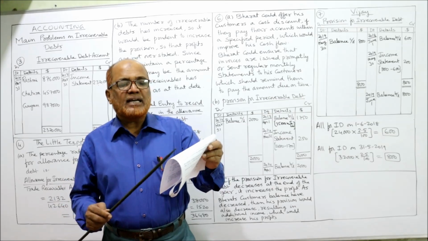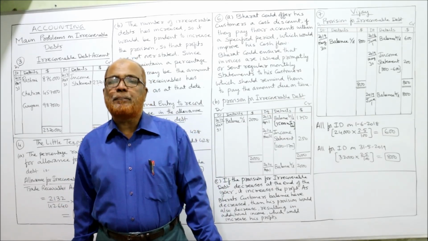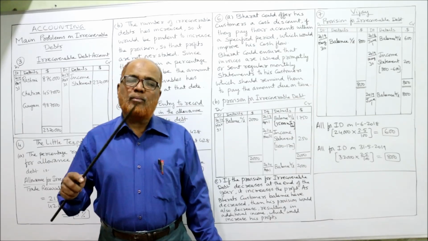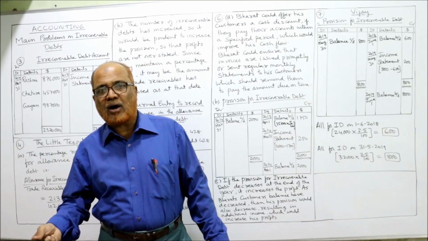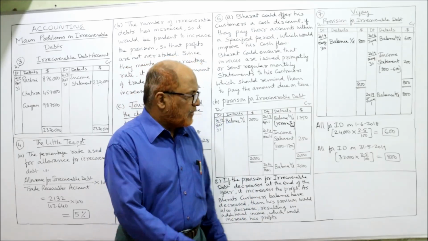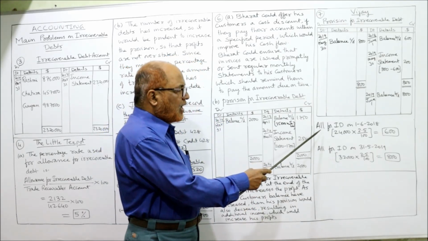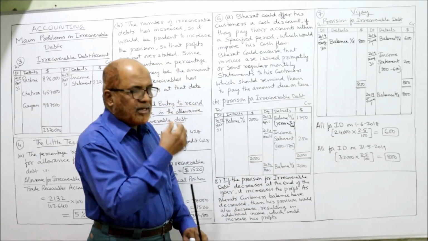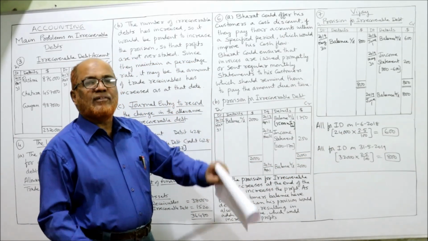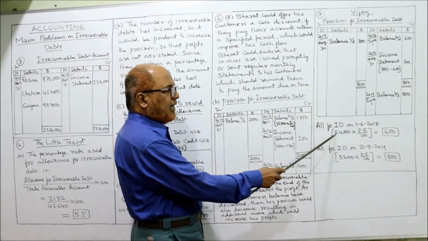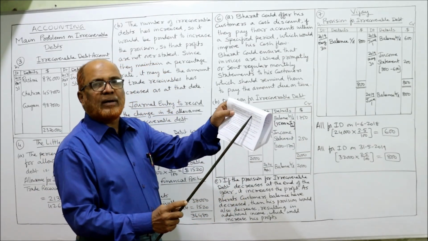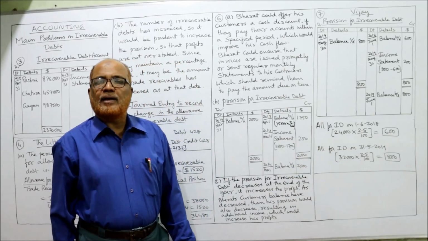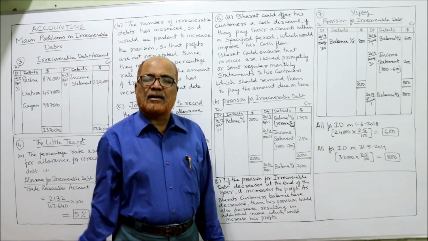The allowance is at the rate of 2.5%. So first of all, we calculate how much is the allowance at the beginning of the year and how much is the allowance at the end of the year. Allowance for irrecoverable debt on 1st June 2018, beginning of the year: 24,000 trade receivables into 2.5 by 100, you will get 600. That means the allowance at the beginning of the year is 600.